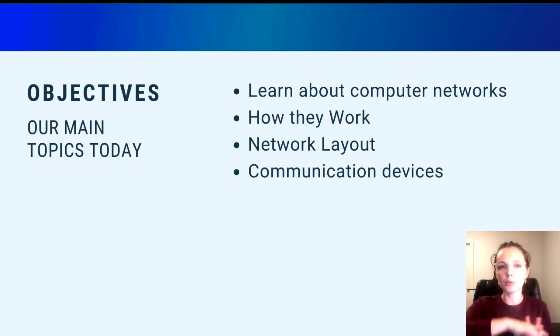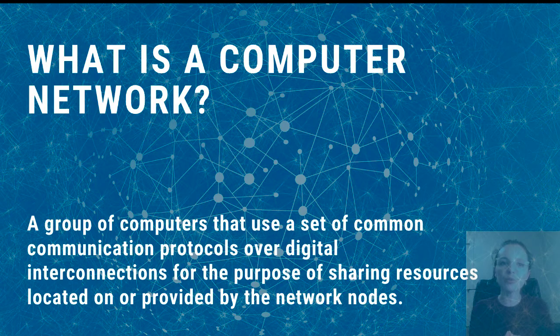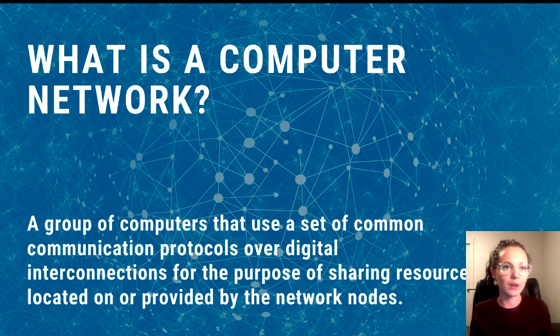So first of all, I'm going to broadly go over 3 different types of network communication styles that we use. Let's cover what a network is. A network is a group of computers that use a set of common communication principles over digital interconnections for the purpose of sharing network resources or resources in general located on or provided by network nodes. Okay, so we all know what a computer network is. It is that thing in your home that connects all the different devices up. Office buildings have them, cities have them, they're everywhere.